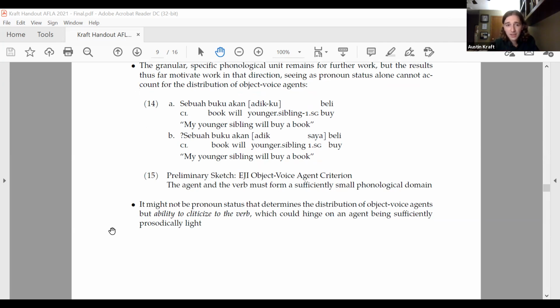And so it's not pronoun status. Pronoun status alone can't distinguish between 14A and 14B. The account of object voice agents may hinge on the ability to cliticize to the verb, from a sufficient sort of prosodic likeness.